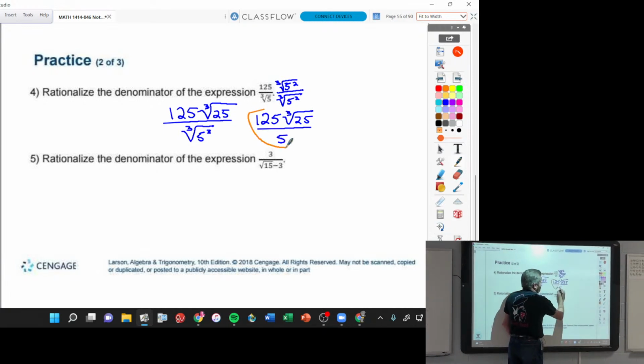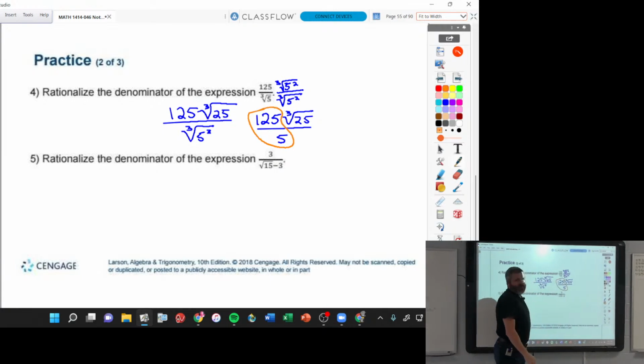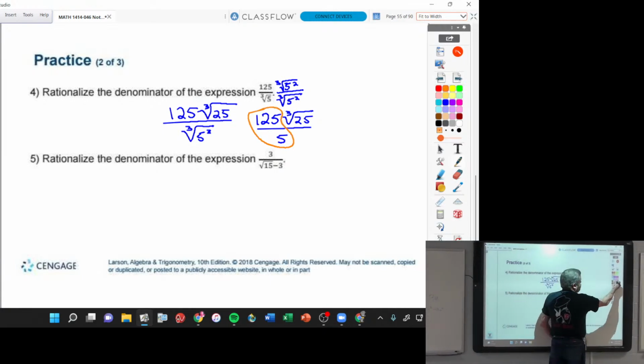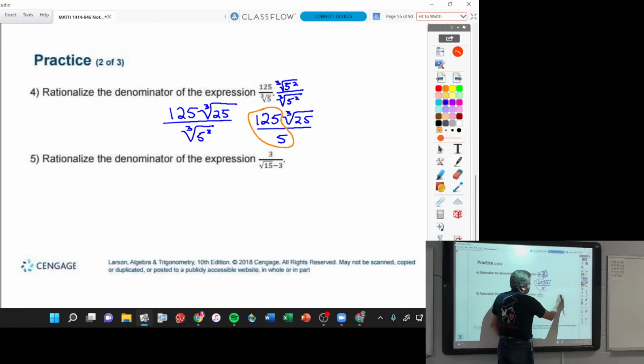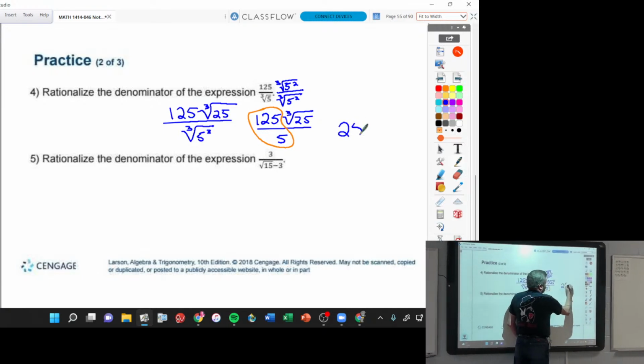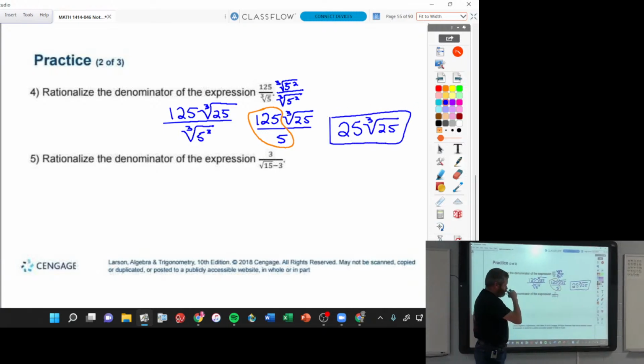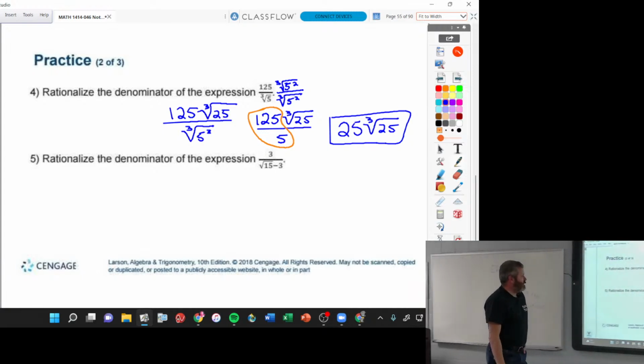Pay attention always. If you ever can reduce, you must. 125 divided by 5 is 25. So my final answer is the cube root of 25 over 5. But notice, 25. Pay attention always. If you ever can reduce, you must.